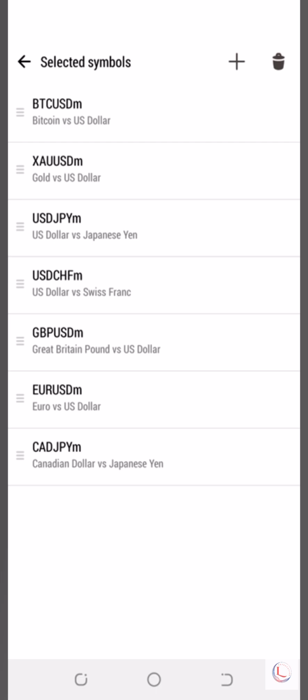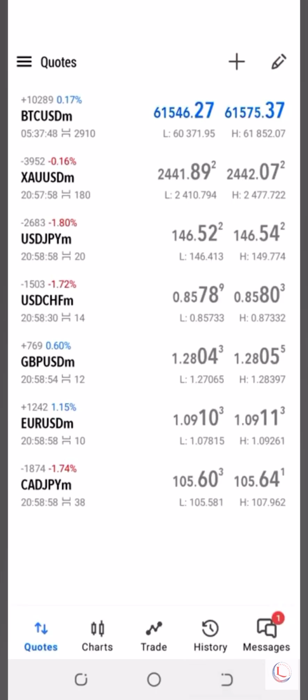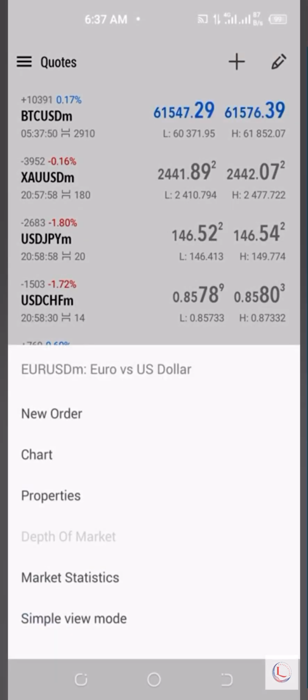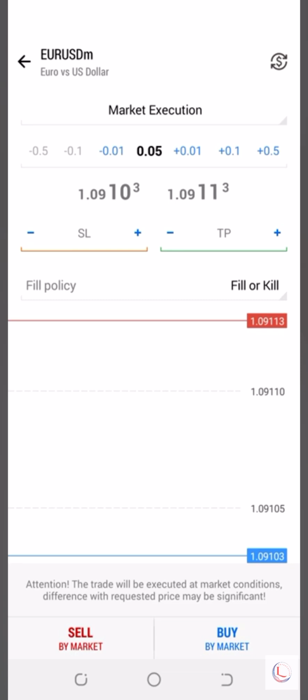So I'll tap on Euro USD, then I go to new order. New order helps us to open a new order. It helps us to open a trade. When you click on it, you open a trade. As you can see, we have sell by market. We also have buy by market.